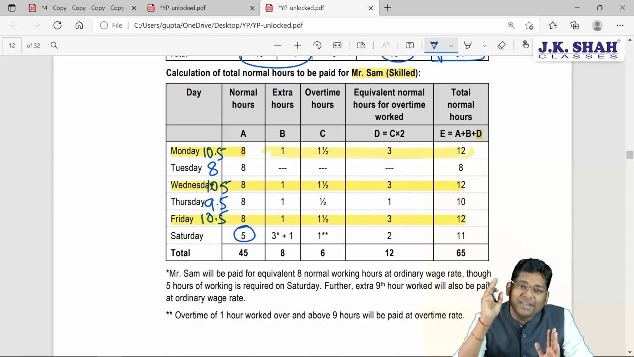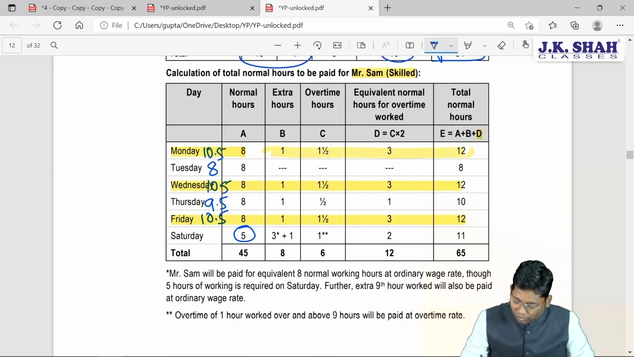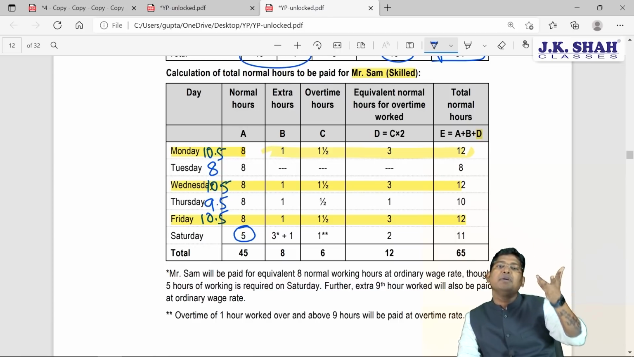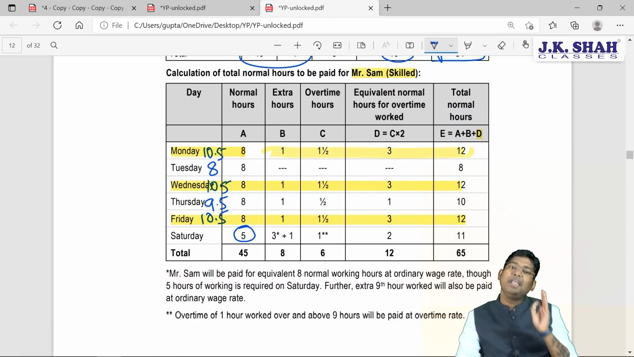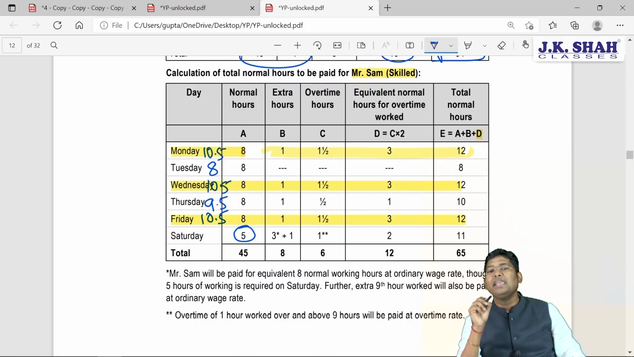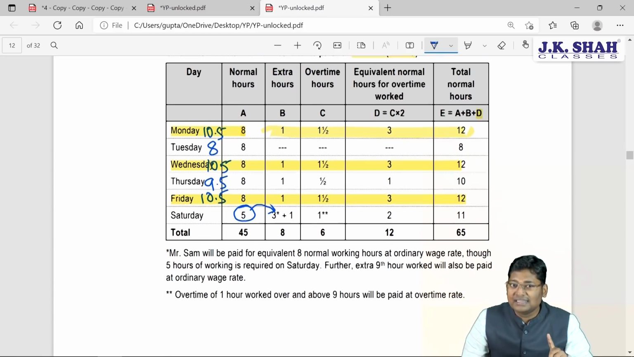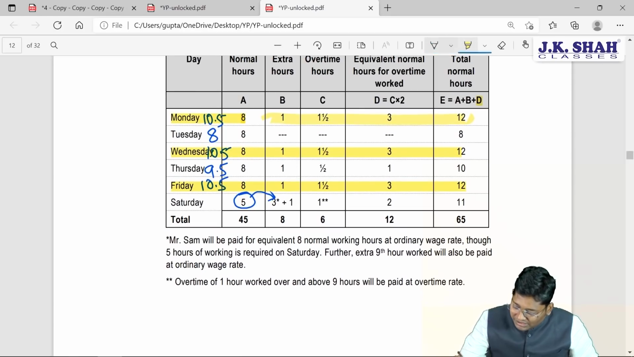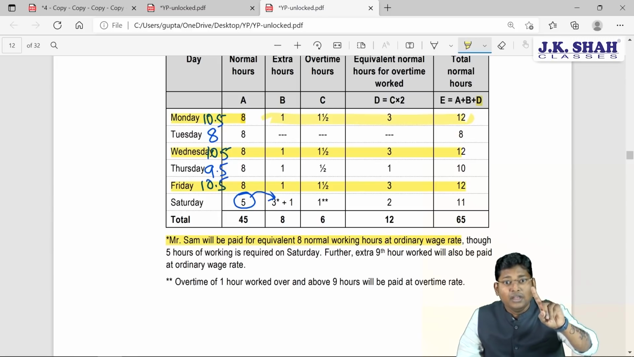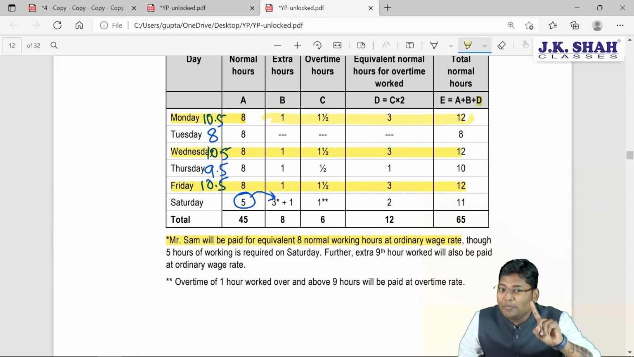For recording these remaining hours, this is something very important. If you compare your Saturday with the normal working days, on normal working days your working time is 8 hours, correct? Out of 8 hours, we have recorded 5 hours first. So the remaining 3 hours we are recording here. Now try and understand what these 3 hours stand for. Mr. Sam will be paid for the equivalent of 8 normal working hours at ordinary wage rate. Though your worker has worked for 5 hours, he will be getting paid for 8 hours, which means the remaining 3 hours also we are going to pay at ordinary wage rate.